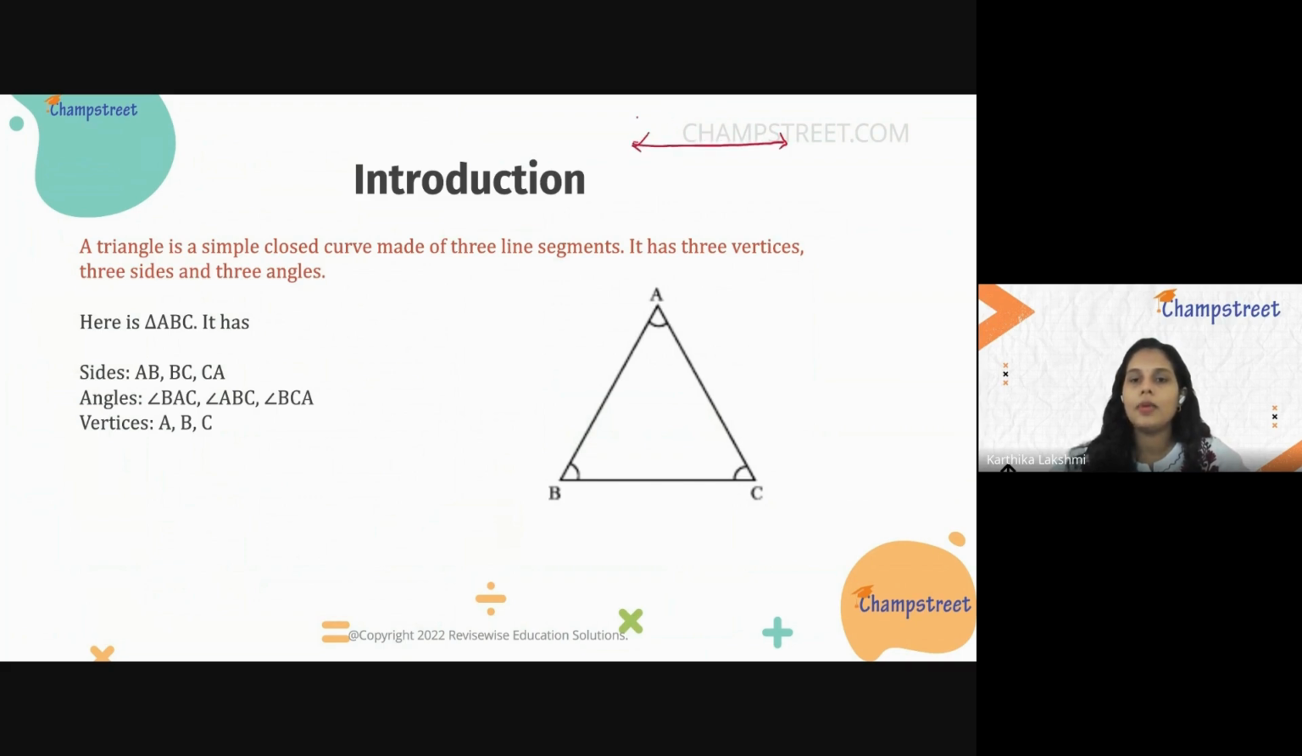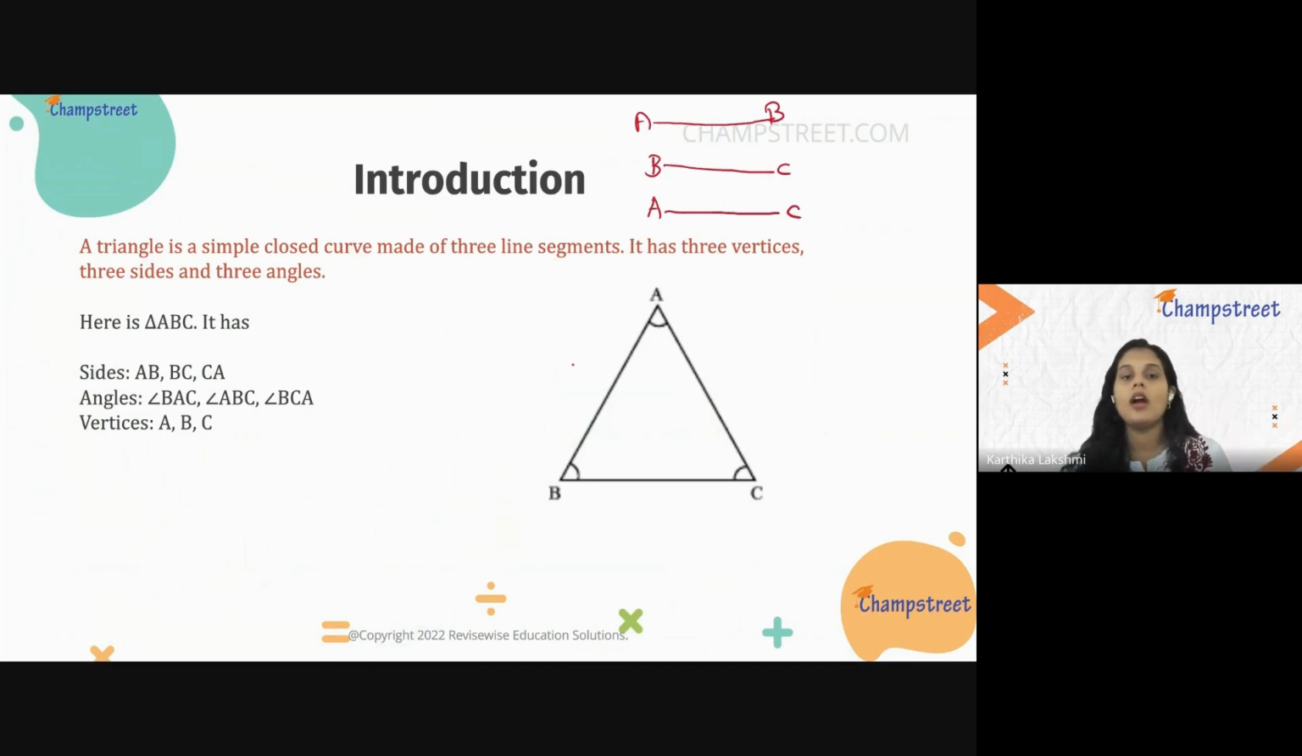As you can see, this is AB, and BC, and AC. I'll give you these three line segments, and I ask you to make a closed figure using these three line segments. Okay, what figure can you make? You will end up with a shape like this, with AB, BC, and AC. Three line segments are there. You made a triangle. So a triangle is a simple closed curve made up of three line segments.